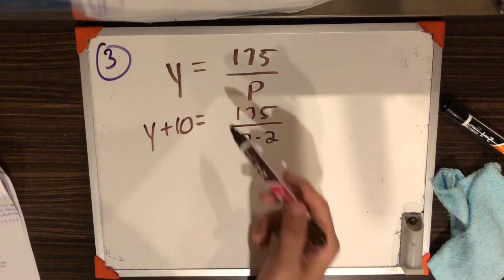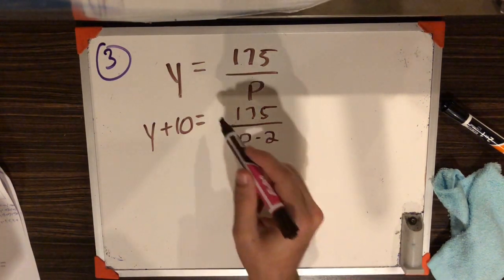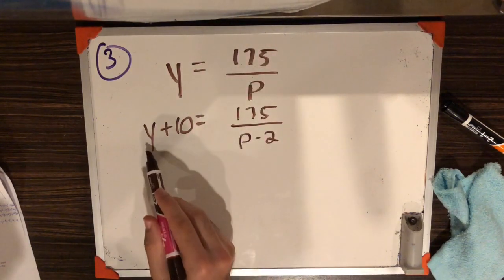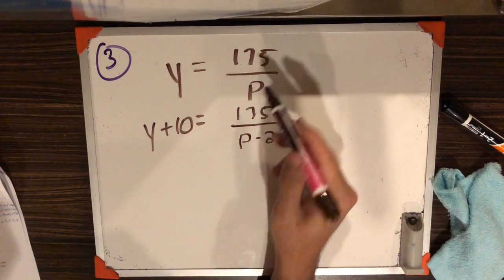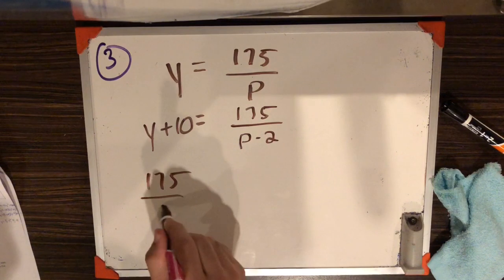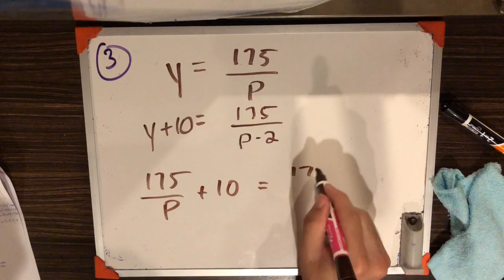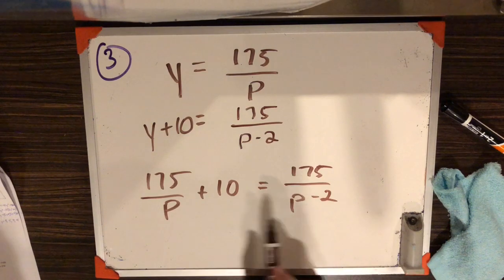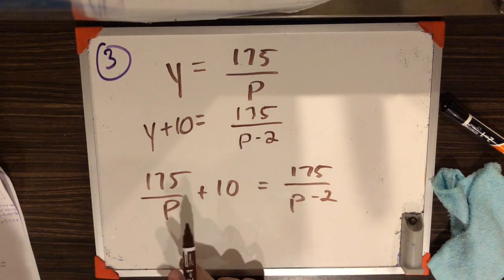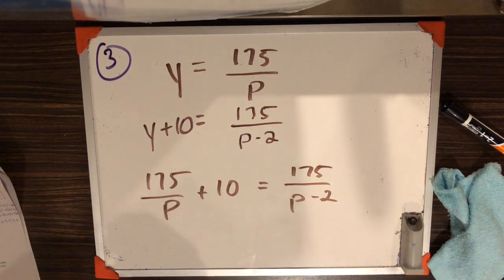So what you have here is basically another simultaneous equations. You do know what y is equal to, so you can substitute it back in here. So this would end up being y, which is 175 over p, plus 10 is equal to 175 over p minus 2. So you want to set this up and simplify this and figure out what p is. How many people were there actually?